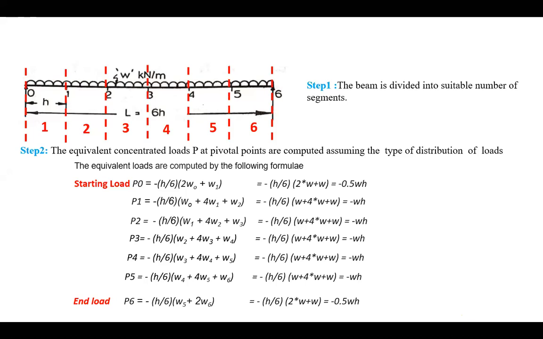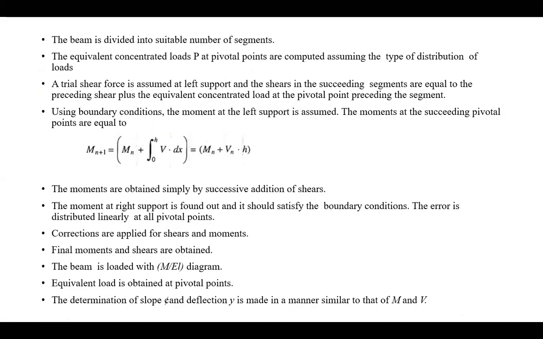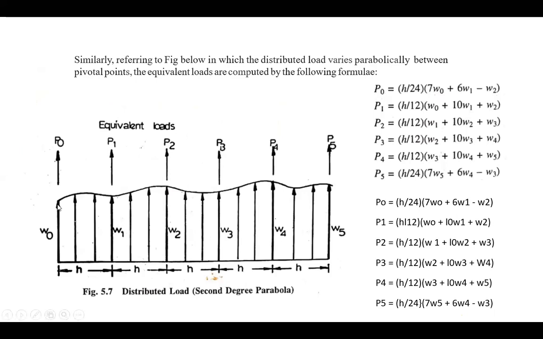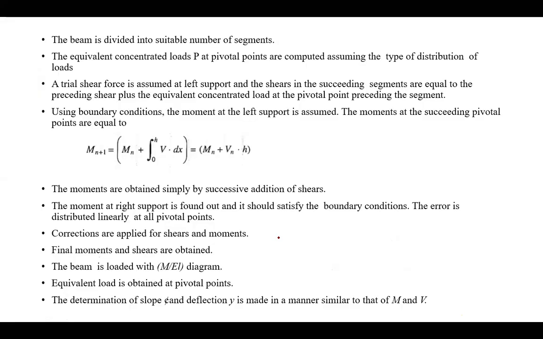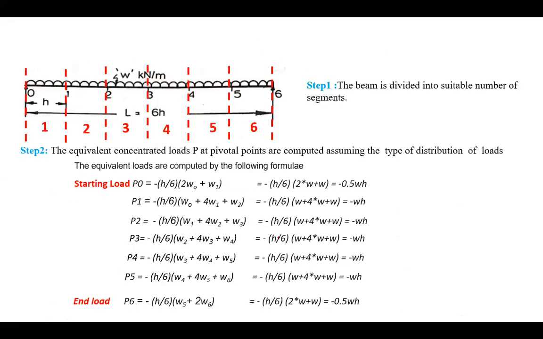Therefore, the formula will be given by P is equal to H by 12 times W naught plus W1. You remember that formula. So you will have to calculate P naught here. Because this is a UDL, the value of W1, W2, W3 is the same everywhere. Earlier there was some variation in the load, so the values of W were varying. But now, because of the UDL, there will be a straight line portion, so W will be the same everywhere. W0, W1, W2, everything is equal to W.